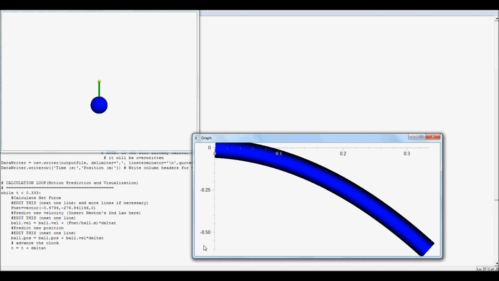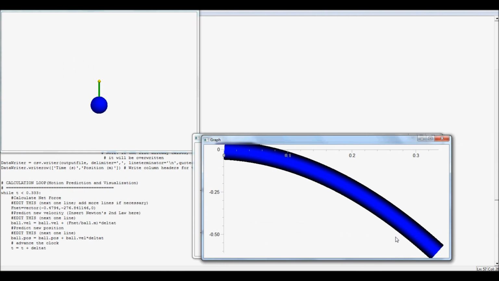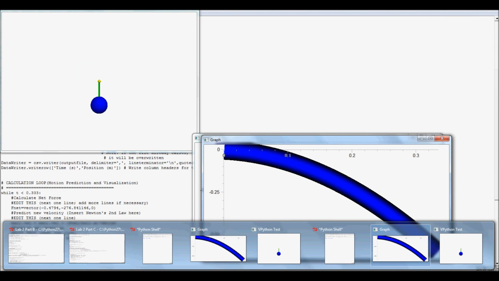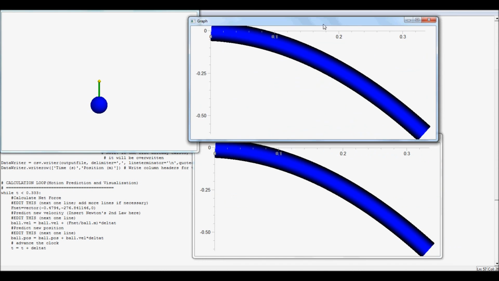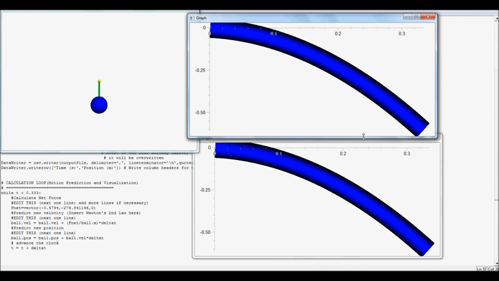And now, here is the model without drag, and now with drag and gravity. As you can see, there is almost no difference.